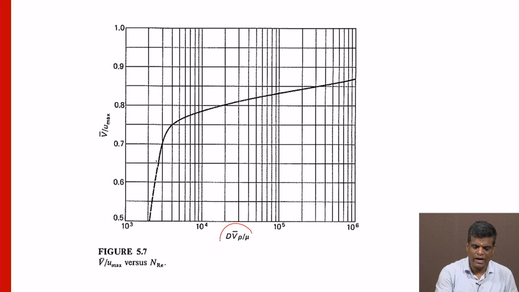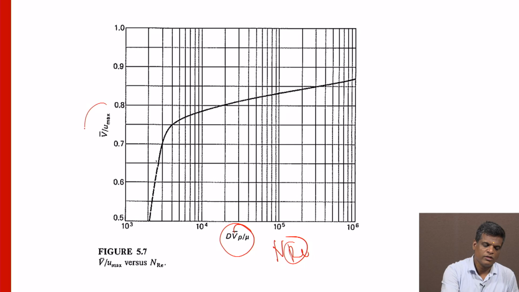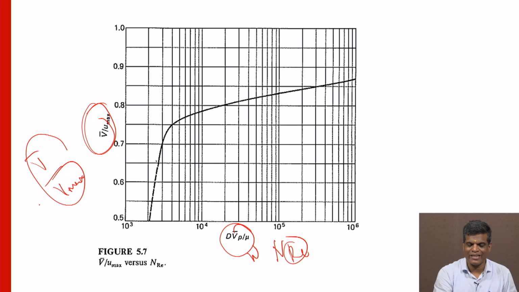So, this is famous for the Reynolds number, NRE. A figure is given here. The graph we can take from here, the x axis is NRE, the Reynolds number, and the y axis is the average velocity by maximum velocity. So, from the graph, if we know the Reynolds number, we can get the ratio of the velocity. We take some value like 0.7 or 0.8. From there we can calculate the average velocity or sometimes the maximum velocity.